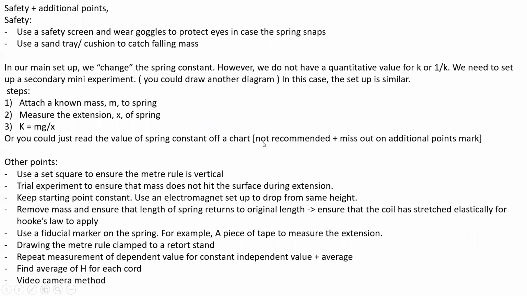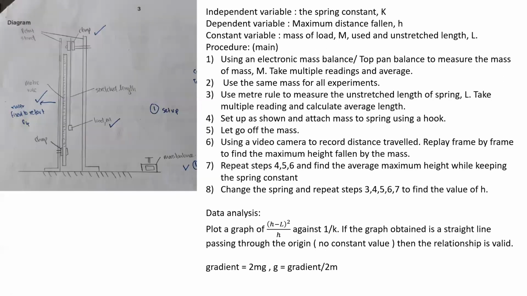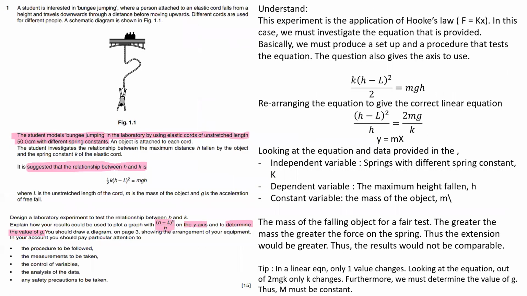So you have the same additional points of using a cushion, for example, or using a video camera to find the distance traveled, because they're traveling too fast for the human eye to keep up. Remember, try your best to actually imagine that you're carrying out this experiment yourself in the laboratory, and try to find ways that make you comfortable.